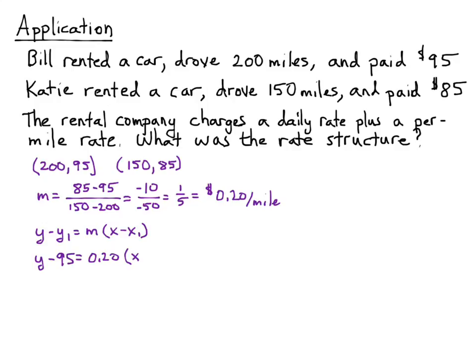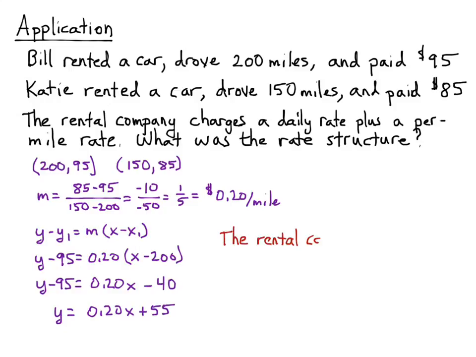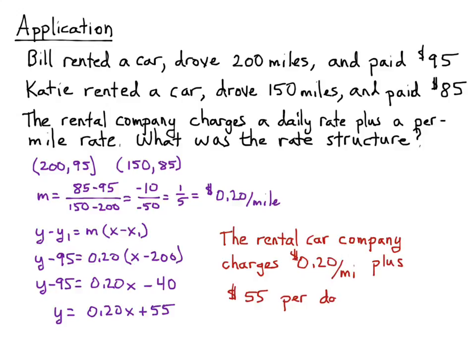And so if we put that in our point slope form, we can calculate what the equation of the line is, and from that we'll read directly what the slope and the intercept is. So the daily rate is 55 miles. That means regardless of how much you drive, you're going to pay 55, and then depending on how many miles you drive, you're going to spend more on that. It's going to be at a rate of 20 cents per mile.